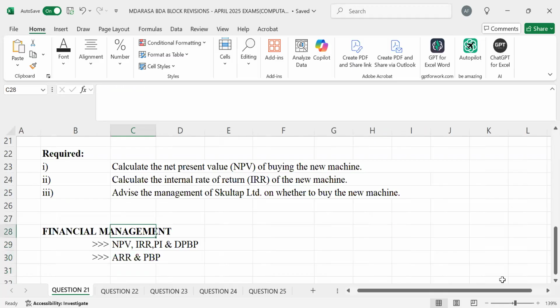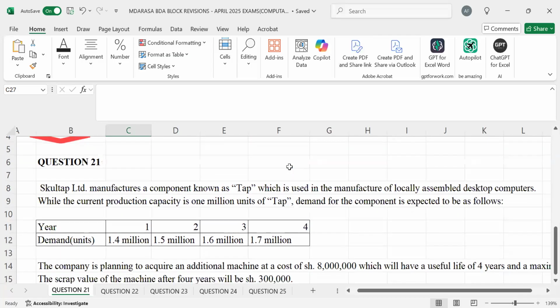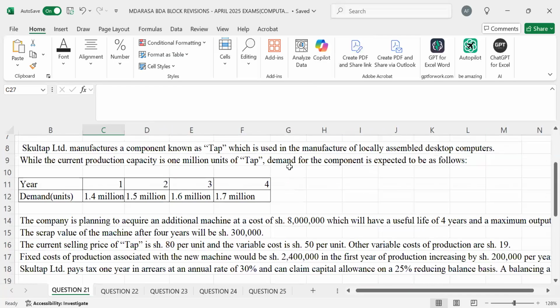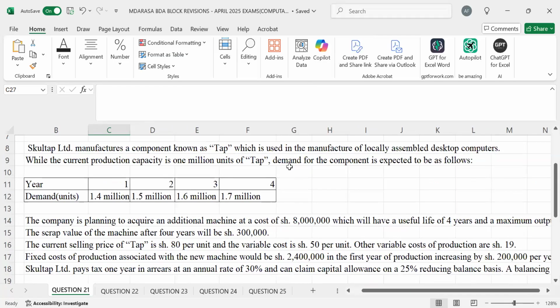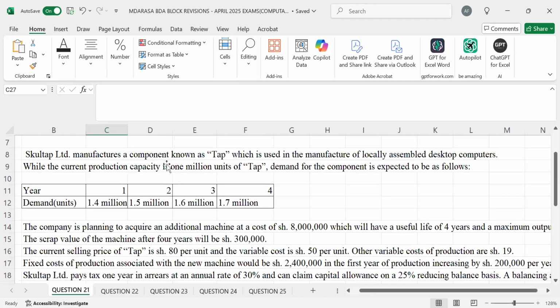So at this point, I want us to do a quick review on all these methods, yeah? And doing this quick review, you'll find that we are going to handle it with a question. We're going to handle it with this question that you're given. It says XCELL Limited manufactures a component known as TAP. This is a block model paper, question number 21.